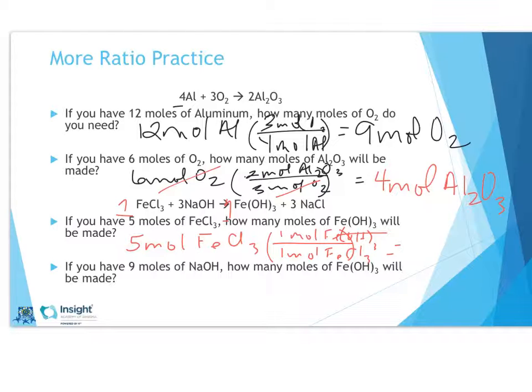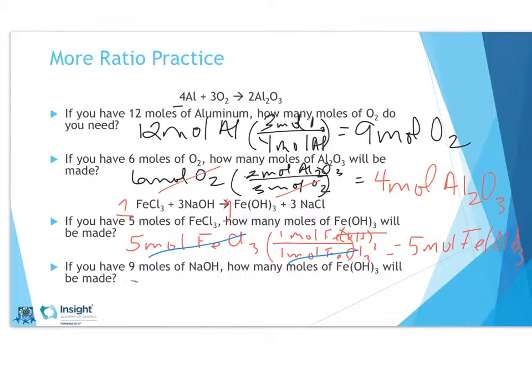So that gives me 5 times 1 divided by 1, which means I'm going to make 5 moles FeOH3. Okay. And then, again, just to double check my work, I did appropriately cancel out moles of the iron chloride.